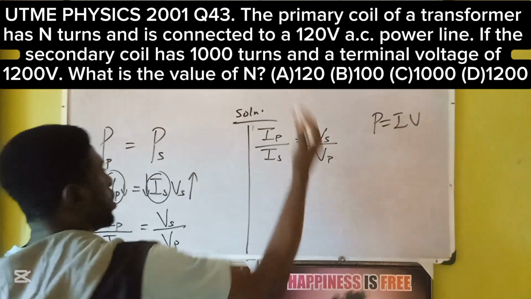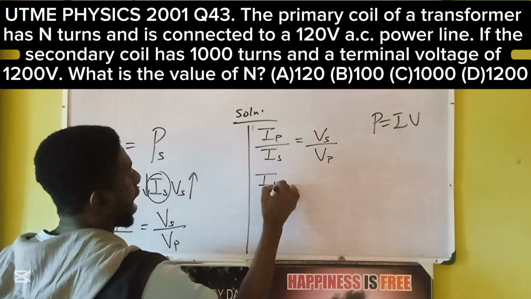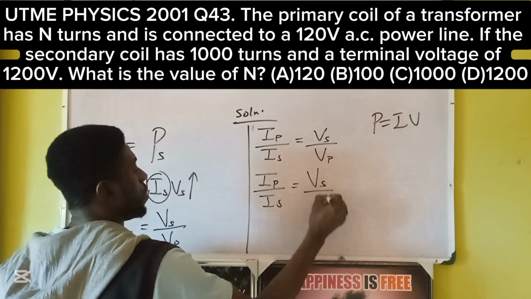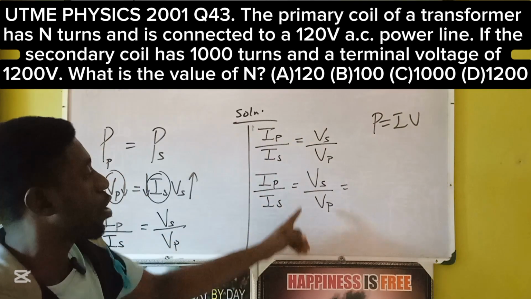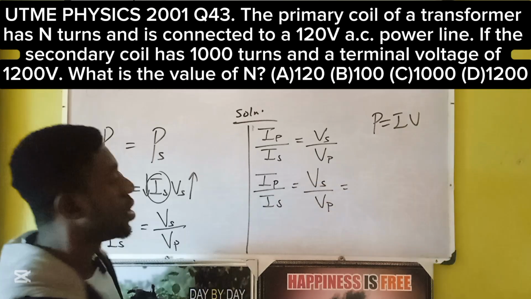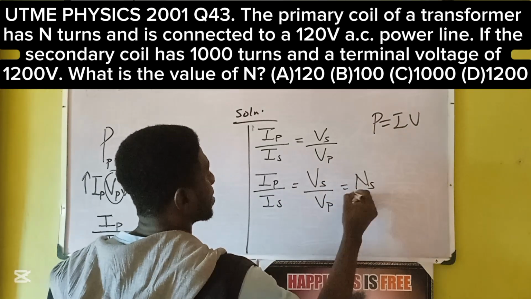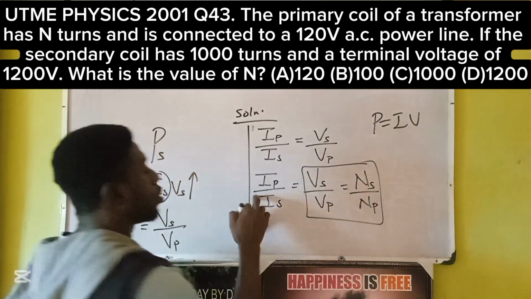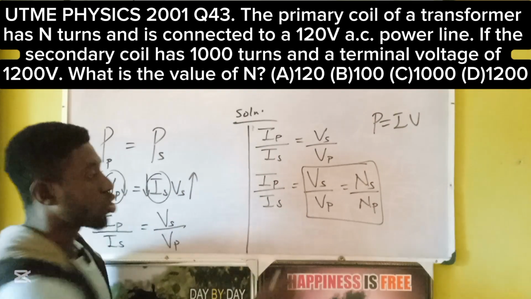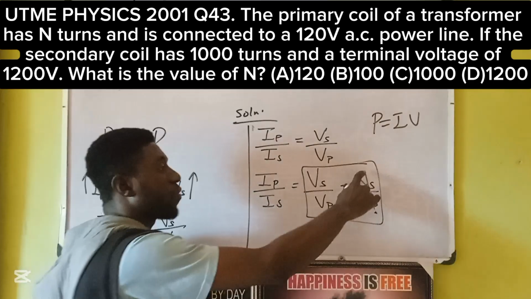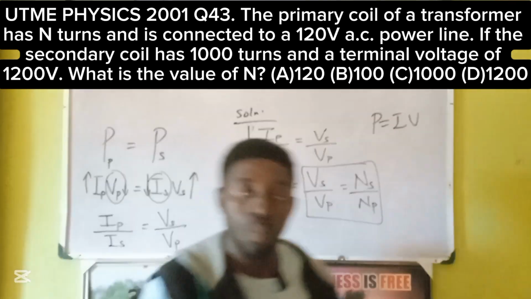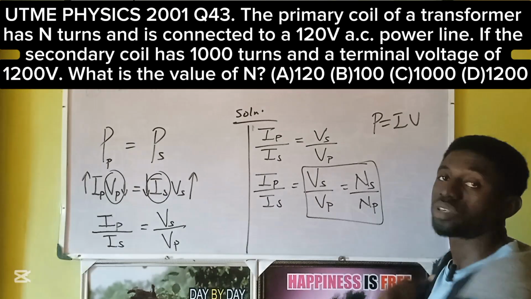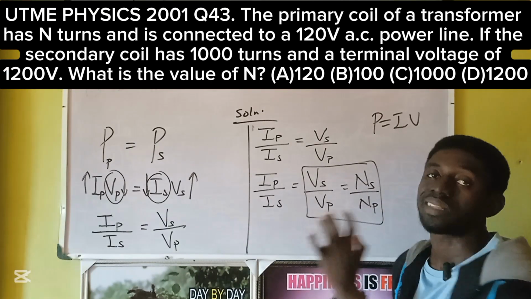Then we can now build this ratio further: Ip/Is equal to Vs/Vp. Since number of turns of coil is the same as voltage, I can also say Ns/Np. Notice the number of turns copies voltage and not current, because the number of turns is the same as the voltage. The more coils you make, the more the voltage. So these are transformer ratios. Most times it's within these three.